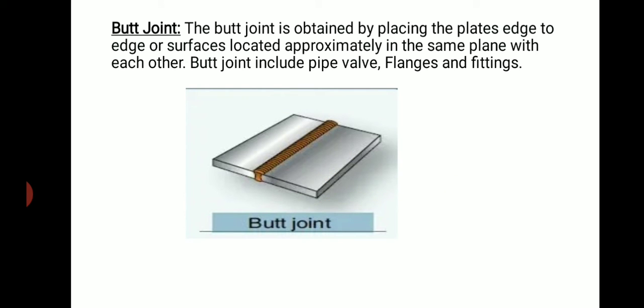Next is your butt joint. So what is a butt joint? Butt joint is obtained by placing the plate edges edge to edge or surfaces located approximately in the same plane with each other. So you can see here two plates are joined together with their edges in the same plane. And what are the examples of butt joint? Butt joints include pipe, valve, flanges and fittings. So here we see generally butt joint in this type of fittings.